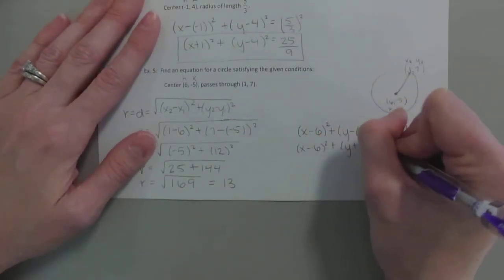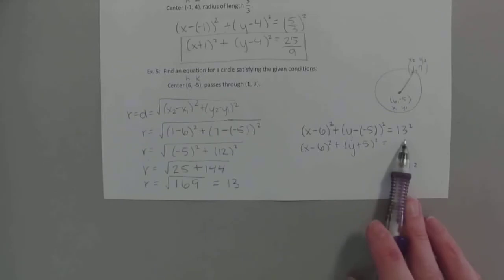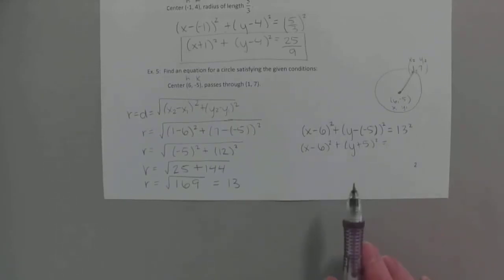All right, x minus 6 squared is exactly how we want it. We're not going to change anything on there. X minus 6 squared. Y minus a negative 5 is really what? Y plus 5. You got it.